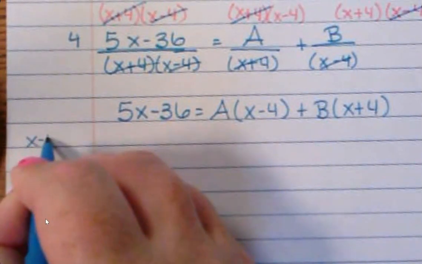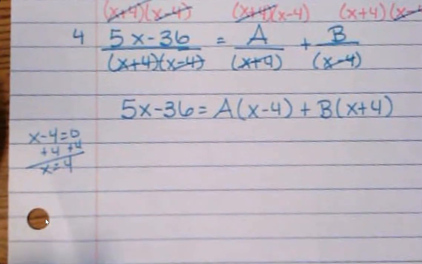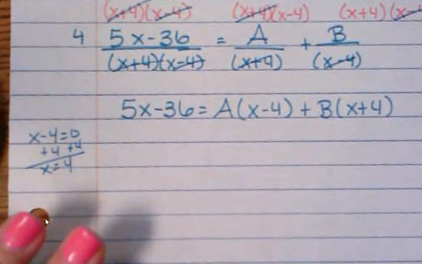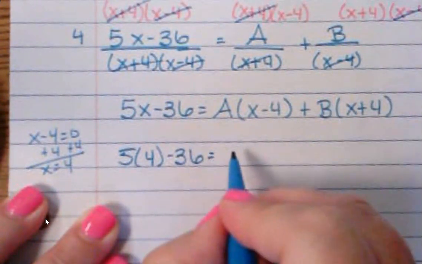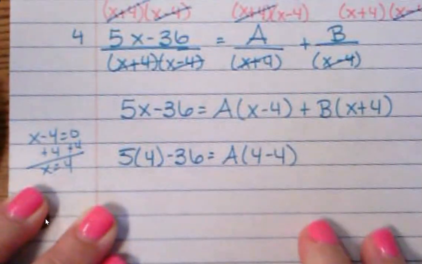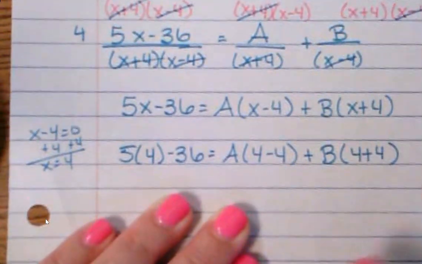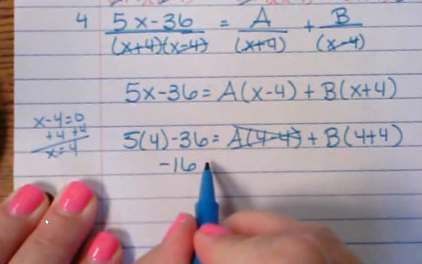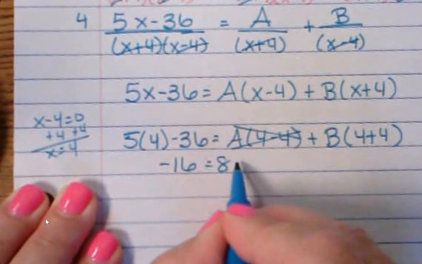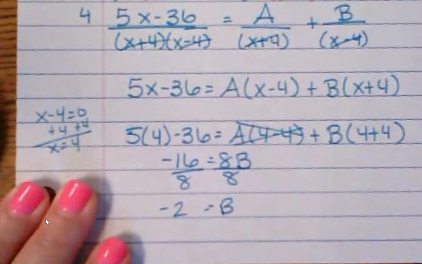Take your x minus 4, set it equal to 0, and solve. Give me a second, let me finish. Okay, so this would be 5 times 4 minus 36 equals a times (4 minus 4) plus b times (4 plus 4). 20 minus 36 equals negative 16, so this cancels, and it equals 8b. Divide by 8, and b equals negative 2. Okay.